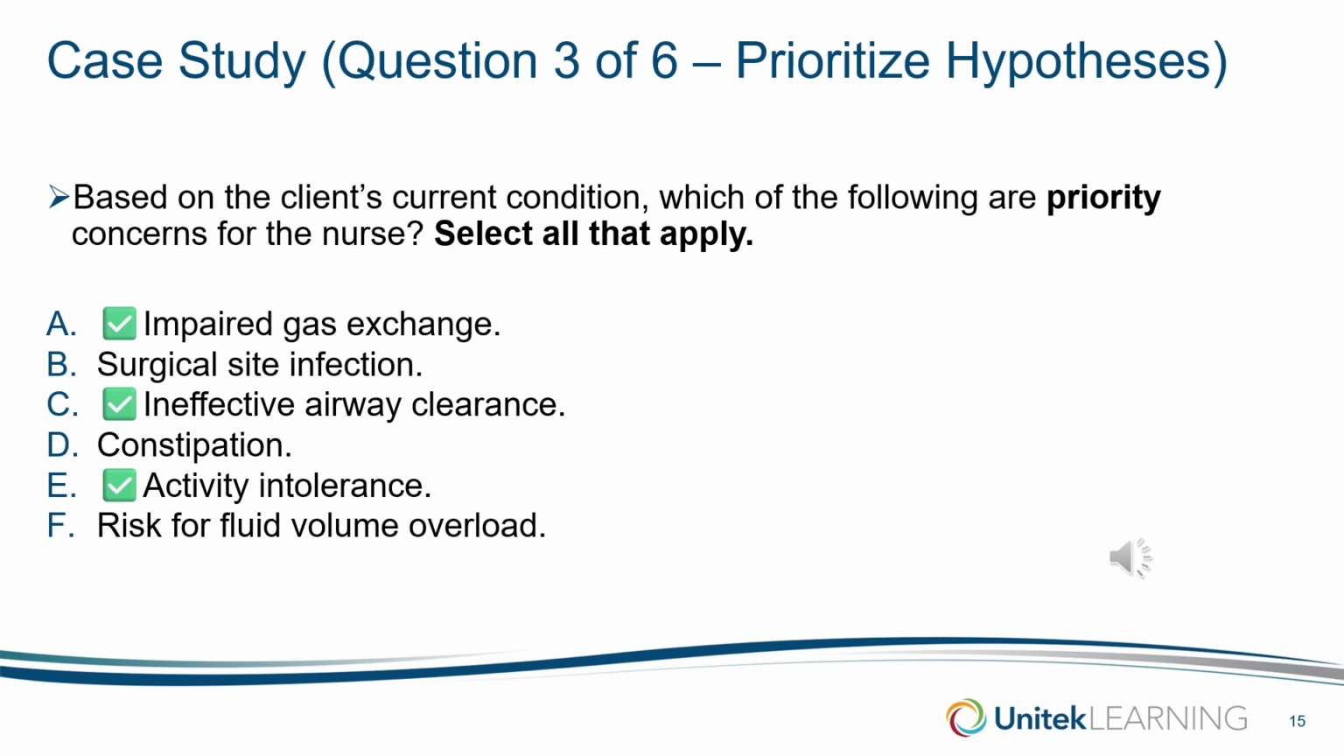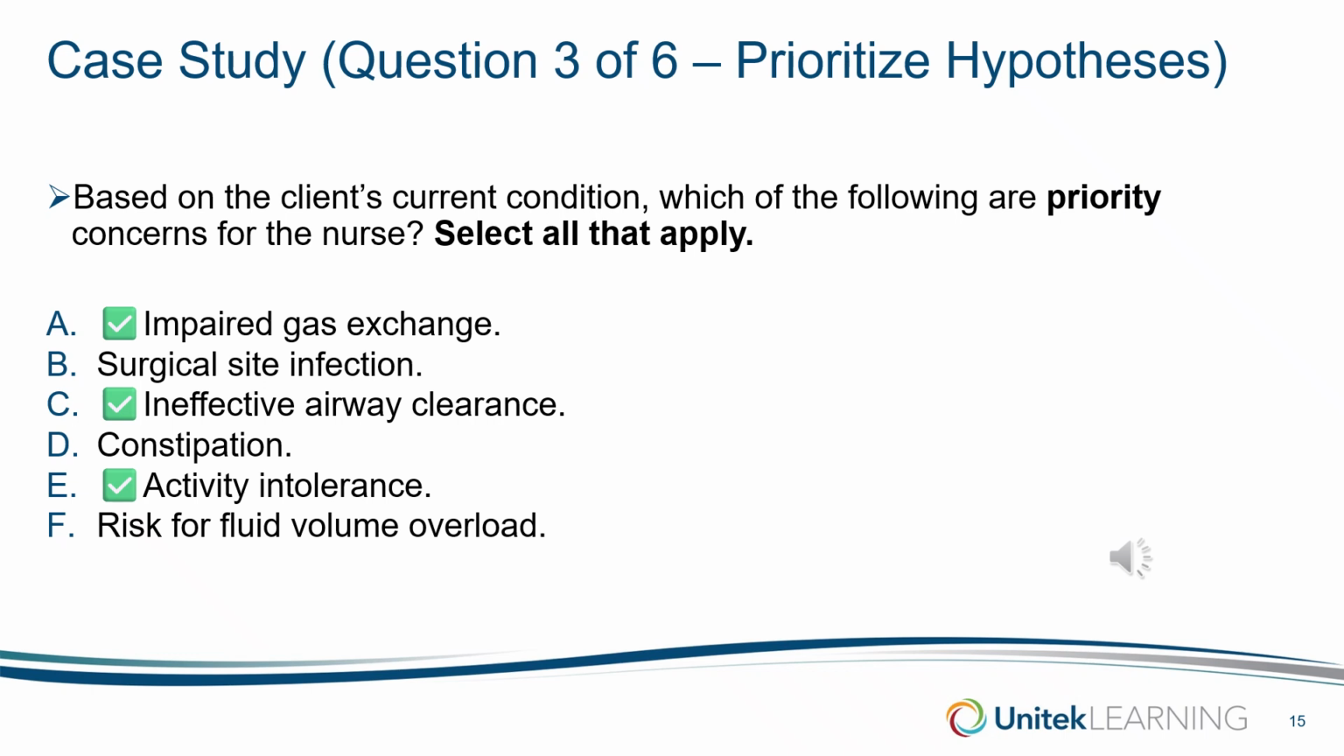For priority items, it is a good idea to rely on your ABC testing strategy, airway, breathing, and circulation, as well as Maslow's hierarchy of needs. Both will help you to prioritize from the list of options in the item. This question tests your ability to sift through data and choose the most important or immediate threats to life.